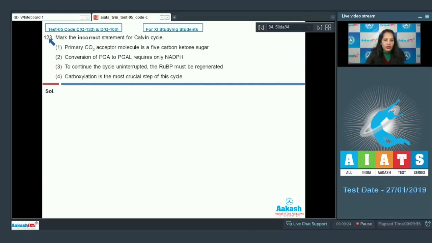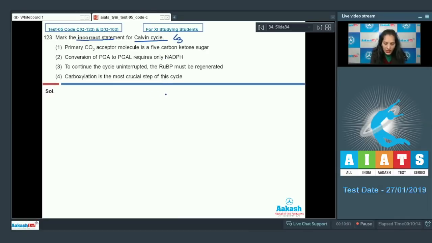Question number 123. Mark the incorrect statement for Calvin cycle. First option, primary CO2 acceptor molecule is a 5-carbon ketose sugar. Second, conversion of PGA to PGAL requires only NADPH. Third, to continue the cycle uninterrupted, the RUBP must be regenerated. Fourth, carboxylation is the most crucial step of this cycle. Choose the incorrect statement for the Calvin cycle or the C3 cycle.